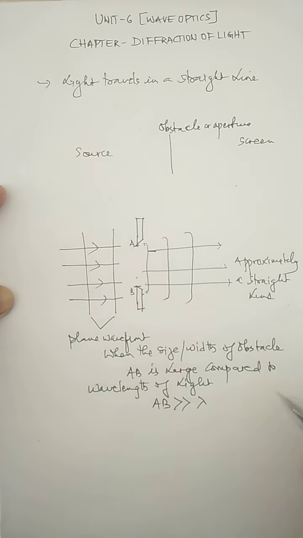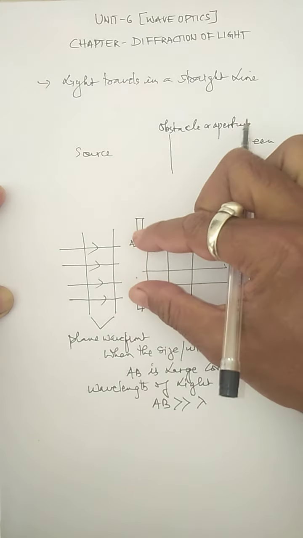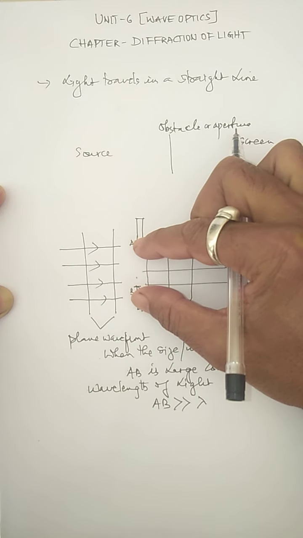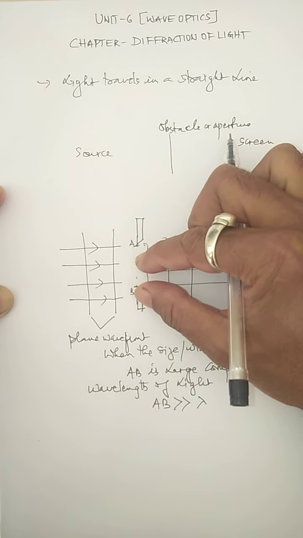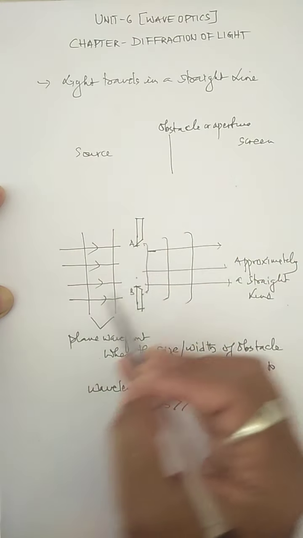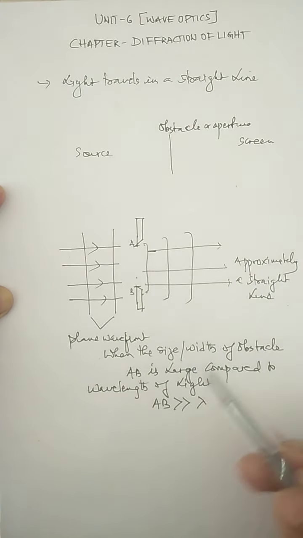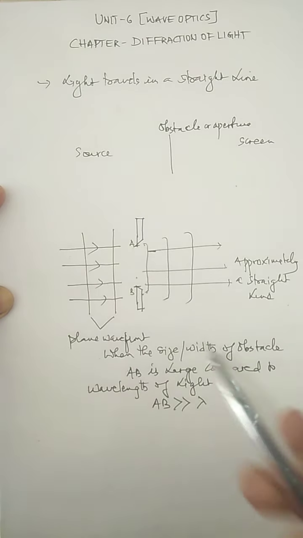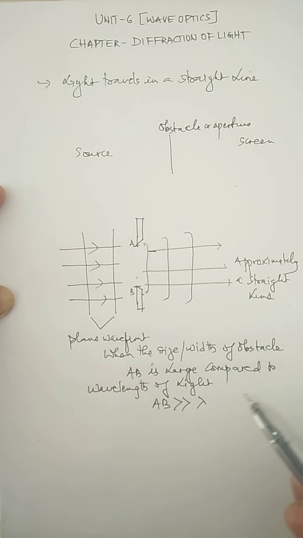In order to understand what diffraction of light is, we can change the size of the slit, obstacle or aperture. If I make the size of the aperture or obstacle very, very small, comparable to the wavelength of light, then we will observe more bending of the light at the corner of the obstacle. More bending of light takes place at the corner of what? Obstacles.